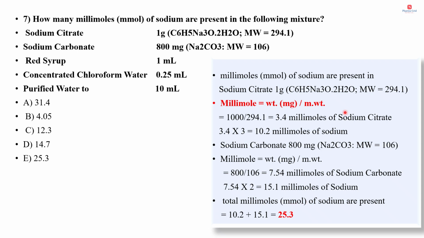Total millimoles is equal to this 10.2 millimoles of sodium present in sodium citrate plus 15.1 millimoles of sodium present in sodium carbonate, that is equal to 25.3. So here the correct answer is option E, that is 25.3. It is the total number of millimoles of sodium present in this mixture.